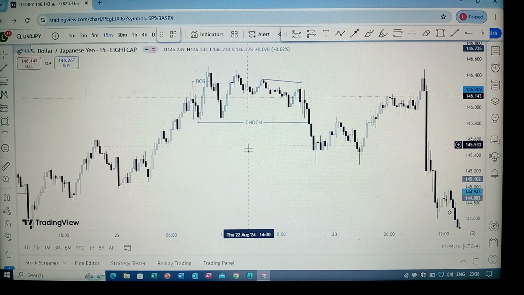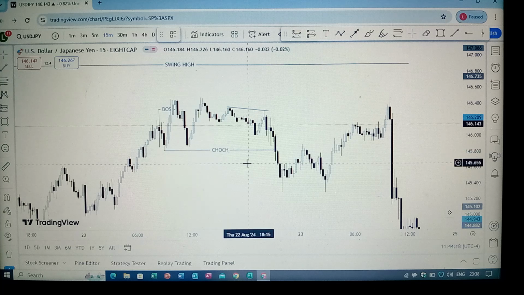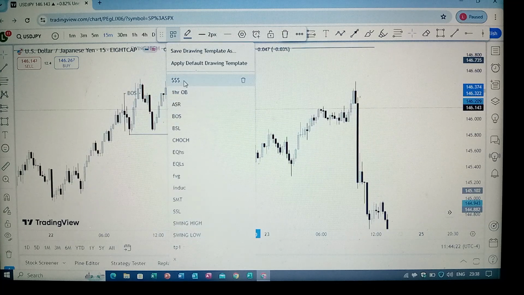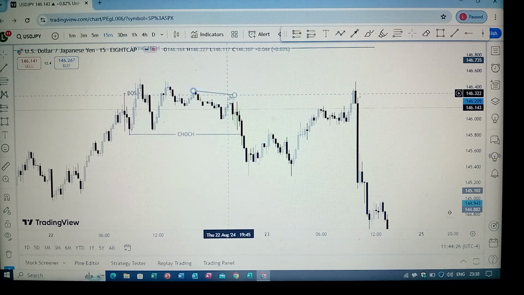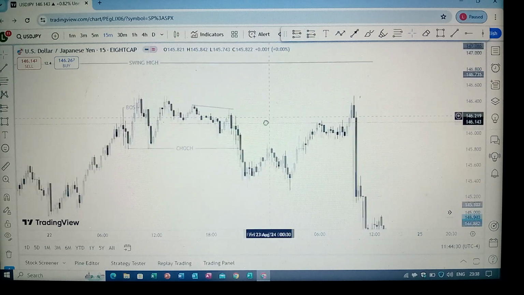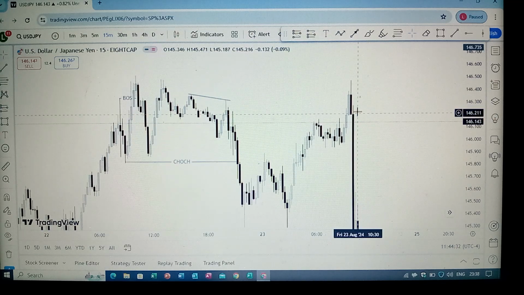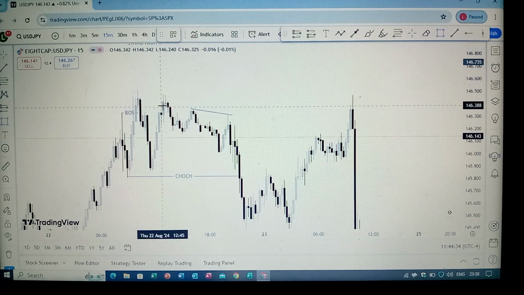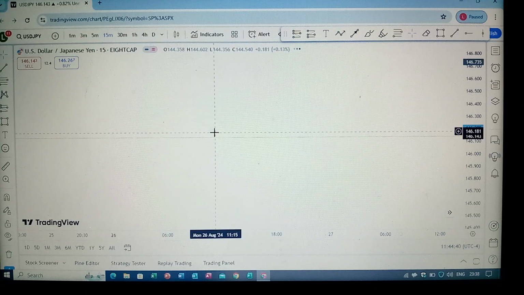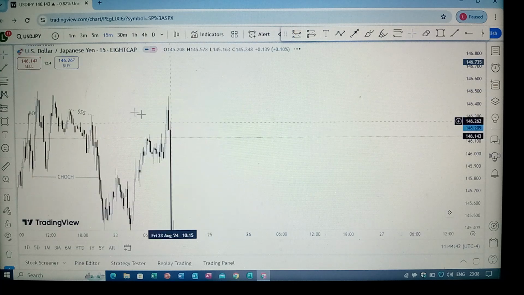So we changed character, broke structure, changed character on the 1 minute time frame, and when I went back to the 5 or 15 minute time frame, I saw that we had relatively equal highs of liquidity. In other terms, we had this liquidity, right? And we have this supply level sitting there for us to short from.